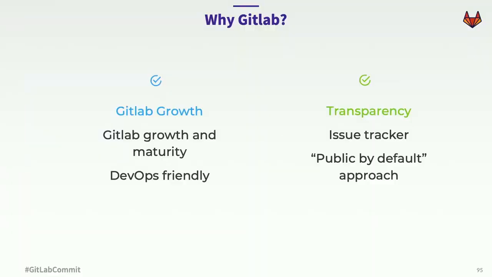So why GitLab? We decided to go with GitLab because of a few reasons. The first one is the GitLab growth. GitLab has shown great growth and maturity over the years. It has de facto become the most DevOps-friendly product out there and got adopted by more and more companies. We really appreciate the transparency approach that GitLab is taking, and everything in GitLab is basically public by default. You can see the issue tracker, you can see the code itself, and many, many more.